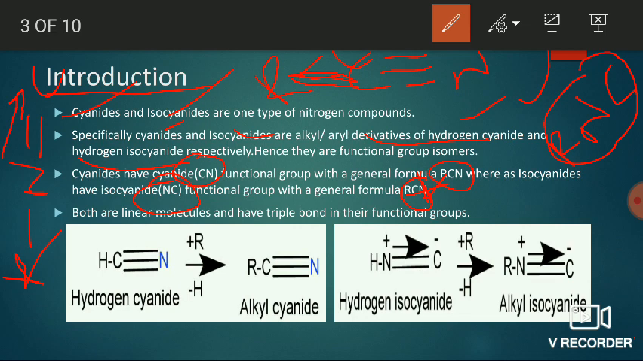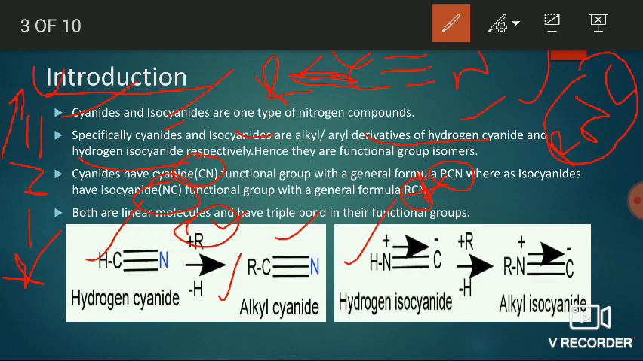Here it is hydrogen cyanide, HCN. If you replace the H with alkyl or aryl, R may be aliphatic or it may be aromatic, whatever it may be. By removing H and adding R, we get RCN, it is alkyl cyanide. If R is an aryl group, it is aryl cyanide.